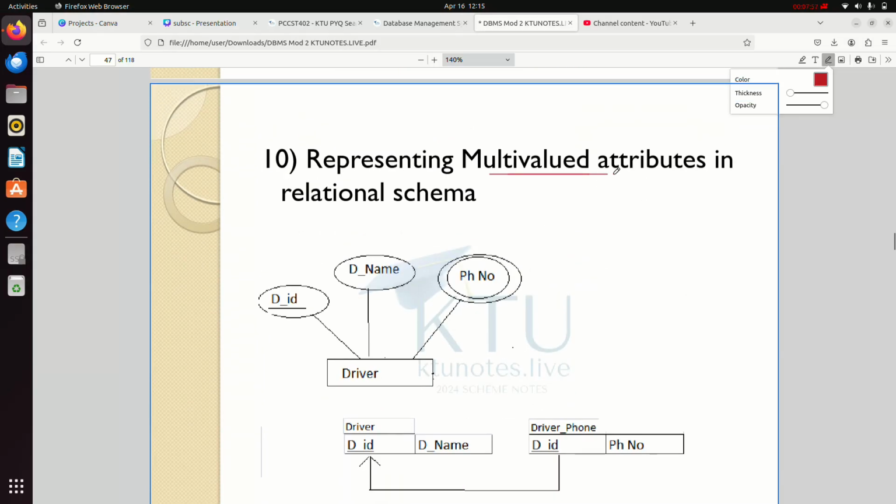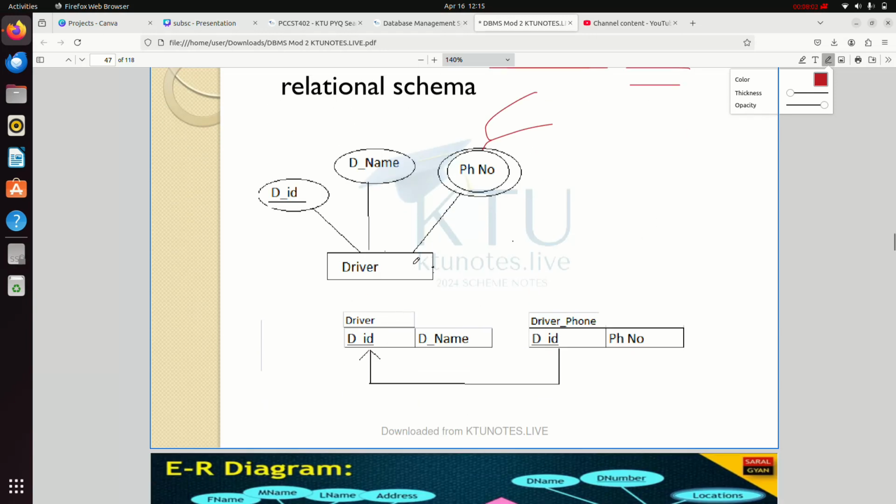Now here we have multi-valued attributes. If you have multi-valued attributes, because you can have a lot of phone numbers, you are not going to write the phone number in the driver schema. You will create another table for the driver's phone number, which contains the phone number and the driver ID, which is the primary key from the driver's table itself. That we will write here. Understood?